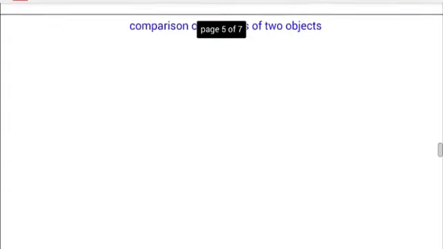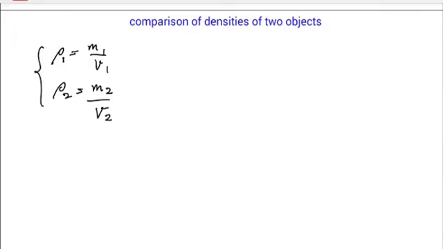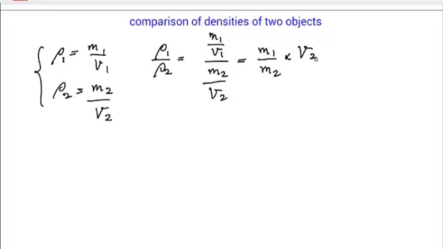In the next part, we are going to compare the densities of two objects. Imagine that, for example, the densities of two objects are given. The density of the first object is rho of 1, and the density of the second object is rho of 2. And you are asked to compare the densities of the two objects. So, for finding the ratio, we write rho of 1 over rho of 2 is equal to M of 1 over V of 1 divided by M of 2 over V of 2, which is equal to M of 1 over M of 2 times V of 2 over V of 1.